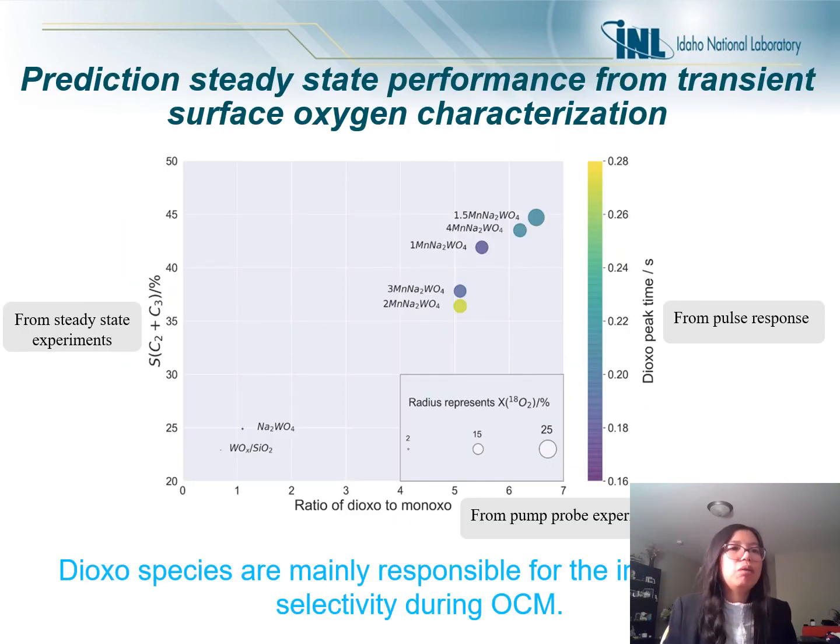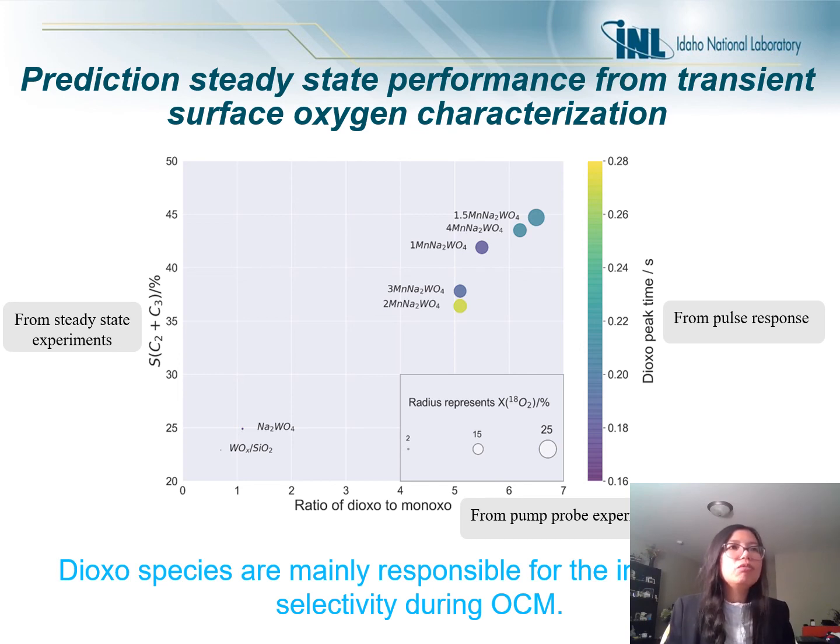And a prediction can be made based on the steady-state performance and the catalyst surface oxygen composition. The y-axis information was obtained from the steady-state performance, and the x-axis information was from the 16O2-18O2 pump-probe experiment. The colored bar represents the dioxo desorption peak time, and the diameter of the circles here represents the 18O2 conversion during the 18O2 process. And the conversion of 18O2 is an indicator of oxygen activation efficiency.